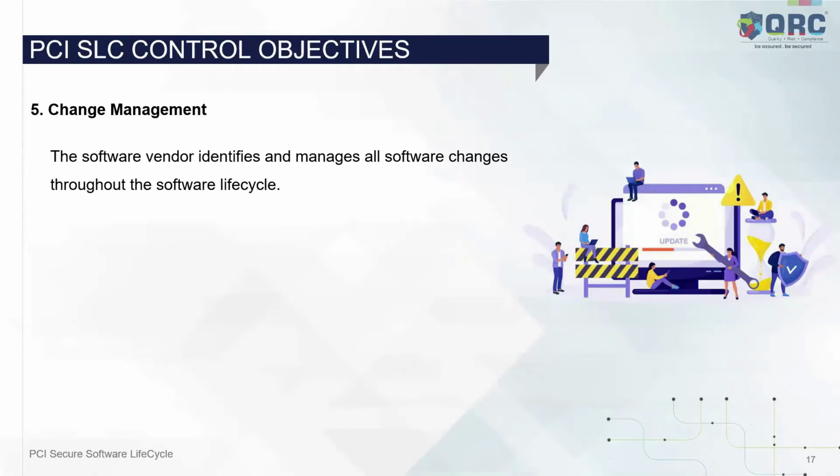Now, control objective 5 talks about the change management procedures. So far, we have only seen what steps a vendor should follow throughout the development phase of an application. Control objective 5 says that all the changes which are done in the application should be tracked and monitored.